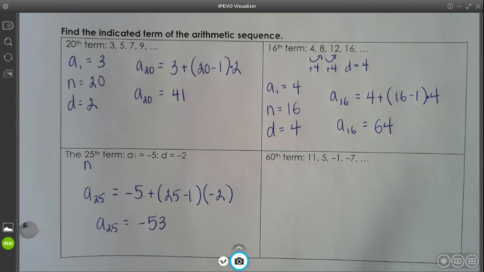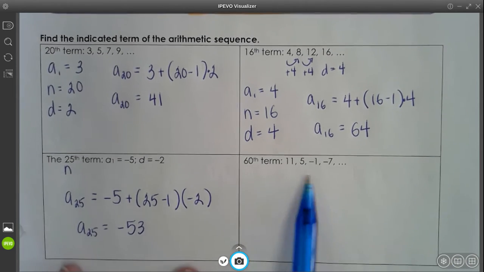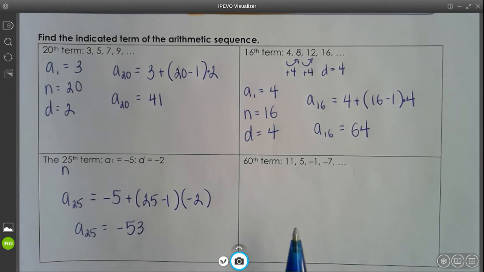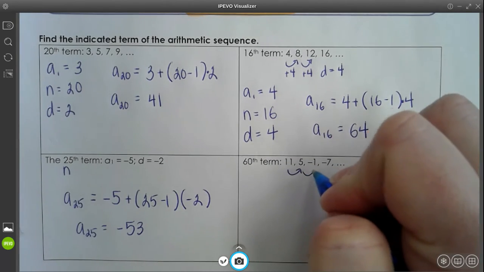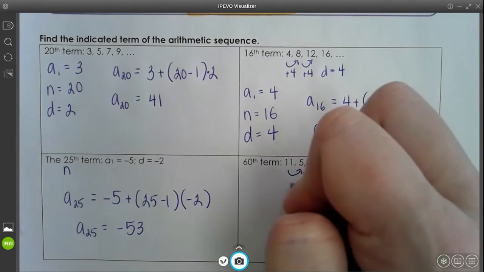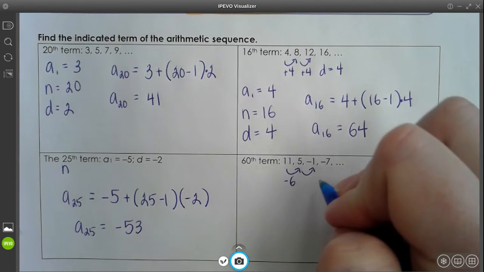So in this sequence, the first thing we should probably do is figure out the common difference. So what's happening every single time? From 11 to 5, we're subtracting 6, right? 5 to minus 1, we're subtracting 6. Here, subtracting 6. So that means my common difference is a negative 6.